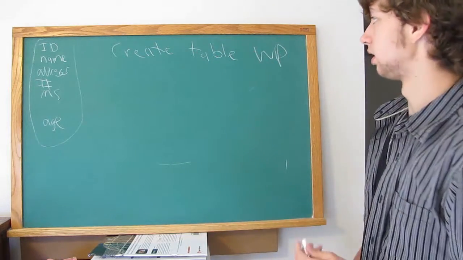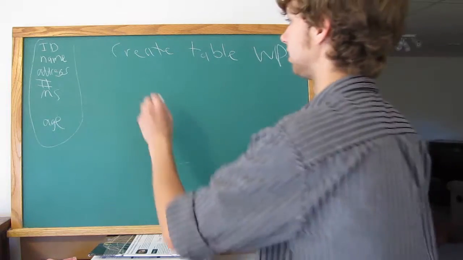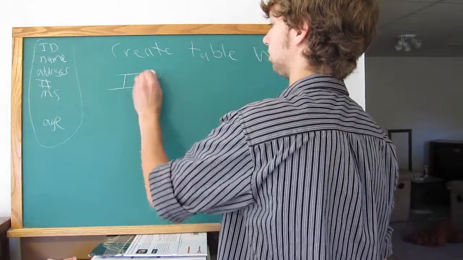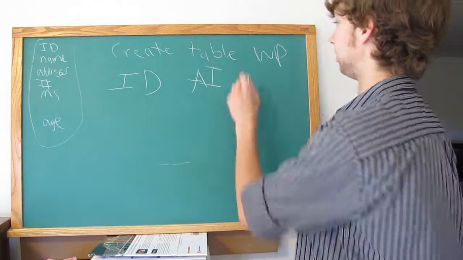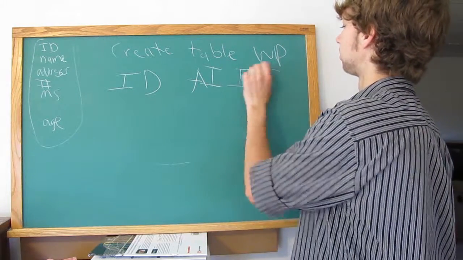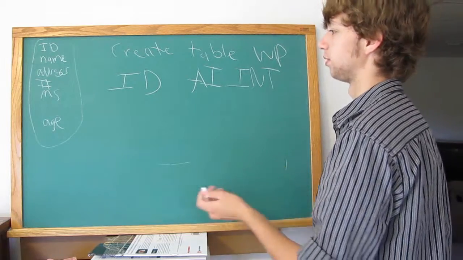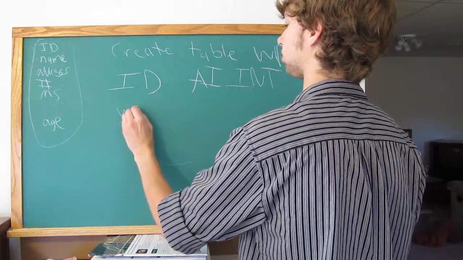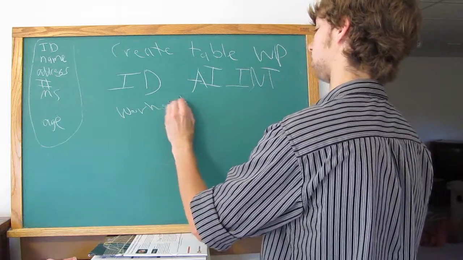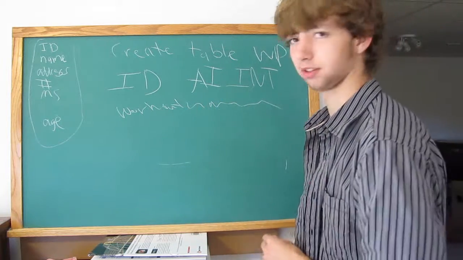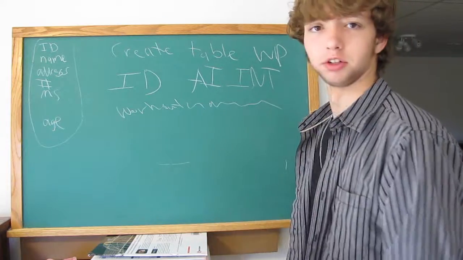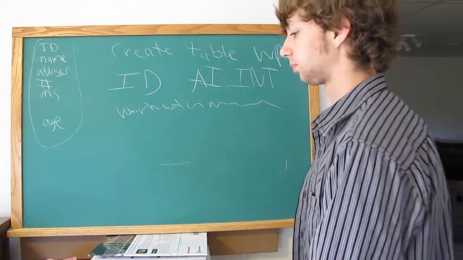Workout program. And then what you can do is have an ID, which will be auto increment, and it will be integer maybe. And then you'll have the workout name. Man, I need to work on my writing. This is ridiculous. Then you just list all the columns in this table.